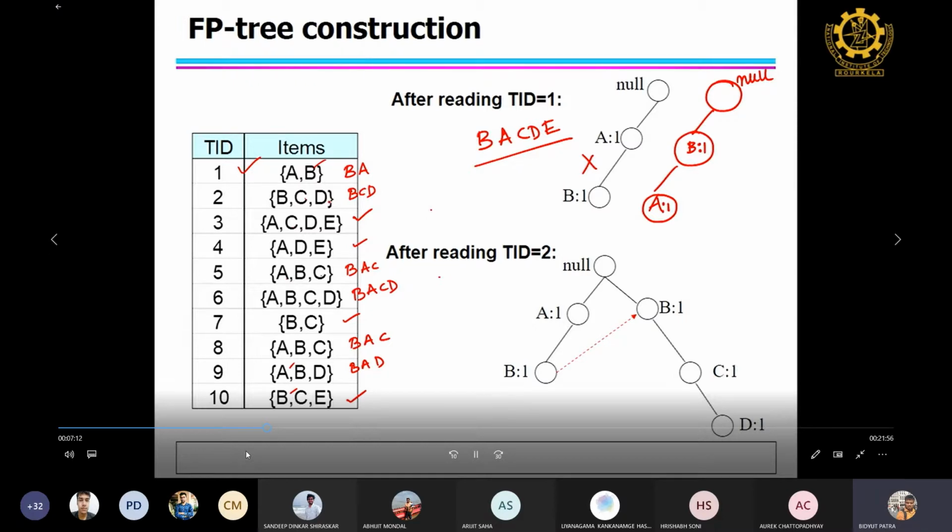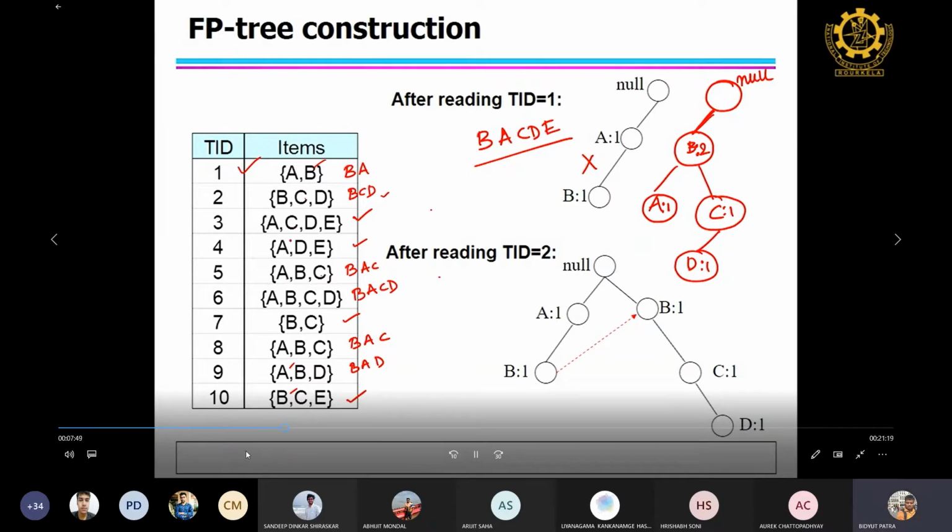Next you go to the second transaction, that is BCD. So B is already common, so you have to take the same path B and the cardinality will change. Cardinality will be 1 plus 1, so it will be 2. Then C should have a different path, C and then D. C is 1 and let's say we put D here. Are you getting this?